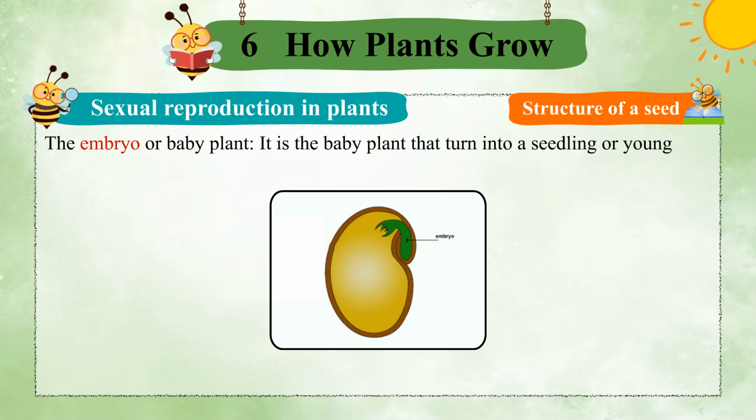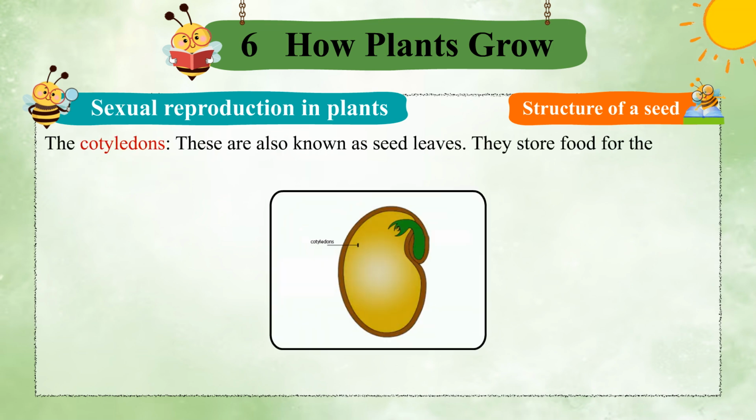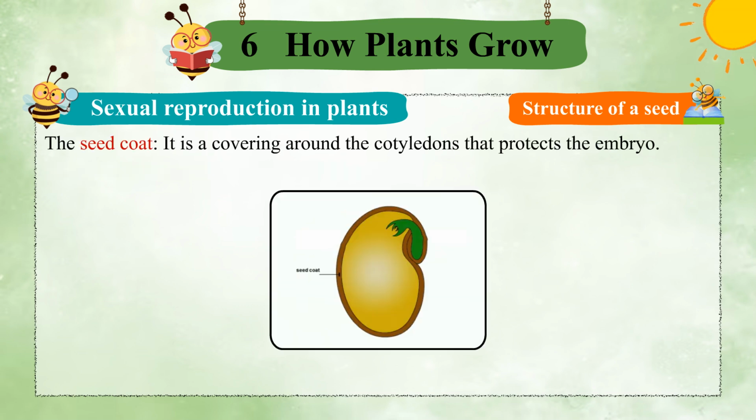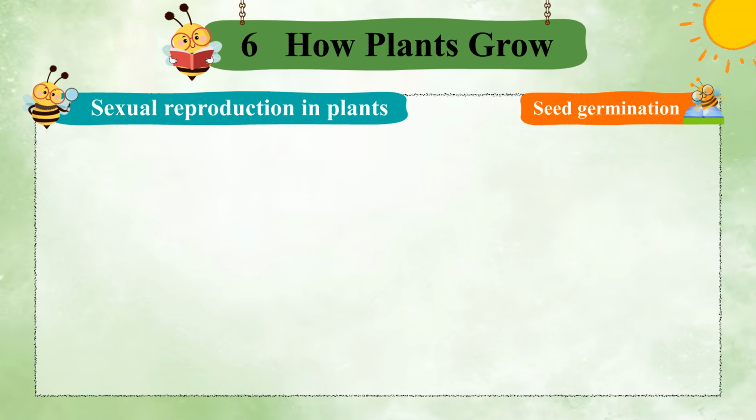It is the baby plant that turns into a seedling or young plant when it gets the right conditions for growth. The cotyledons. These are also known as seed leaves. They store food for the growing embryo till it puts out new leaves. The seed coat. It is a covering around the cotyledons that protects the embryo. Seed germination.